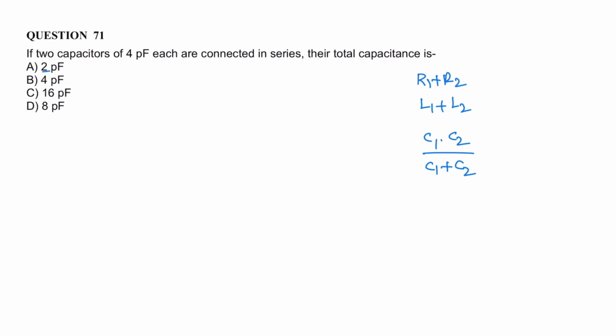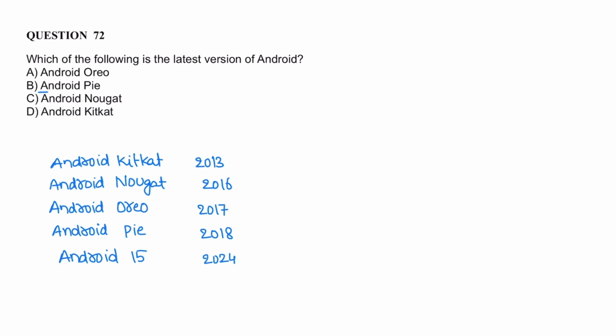So this is for two resistors R1 R2 connected in series. This is for two inductances L1 and L2 connected in series. This is for two capacitors C1 C2 connected in series. Equivalent capacitance: here there are two capacitors of 4 picofarad each. 4 into 4 by 4 plus 4, that is 16 by 8. It is 2 picofarad. C equivalent is 2 picofarad. So correct option is A, 2 picofarad.